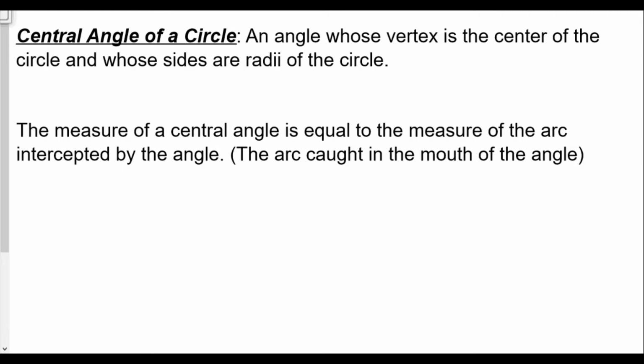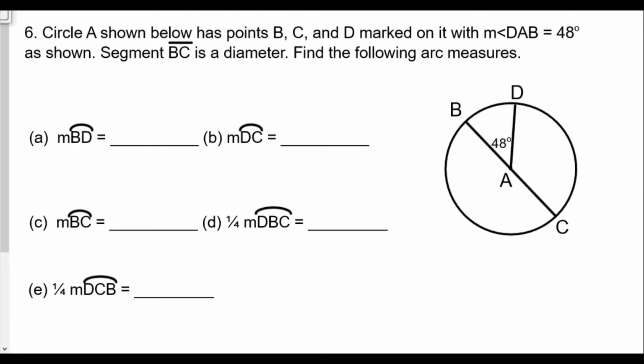So let's go back. For angle BAD, we'll trace out here. The measure of the arc would be arc BD, 48 degrees, because it's equal to the measure of the central angle. So that's going to be 48 degrees.